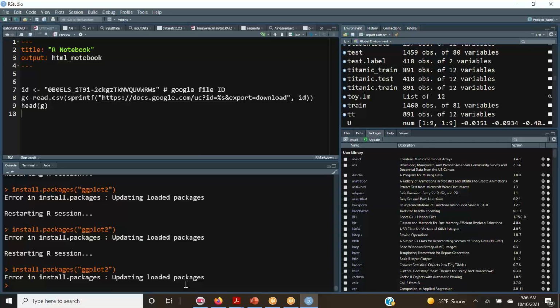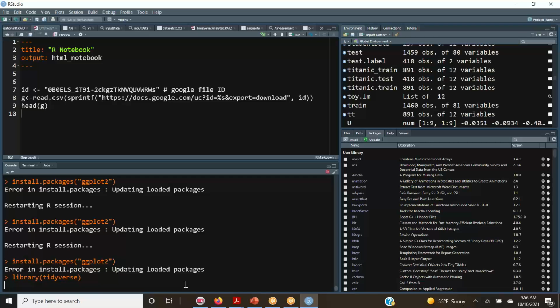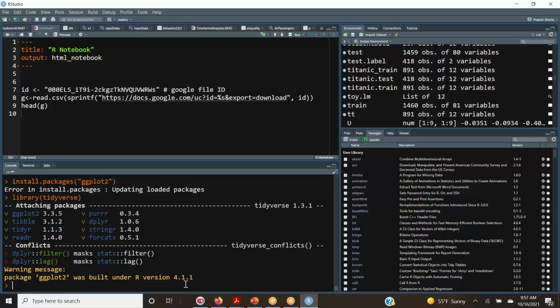Recently, Hadley Wickham has created a package called Tidyverse. Tidyverse library. Yes, it has ggplot in that library. Let's see what happens. Tidyverse. If I say that, it should take in ggplot2. There you go. But it is still 3.3.5. It says it was built under a different version.